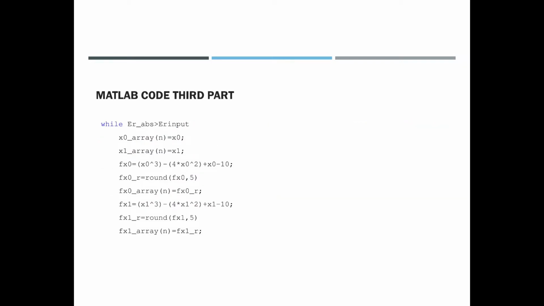Let us now go to the third part of the code, which is composed of the while loop. The while loop will keep on repeating the instructions inside it as long as ER_abs is greater than the terminating condition. This will save the current value of x sub 0 as the nth element of the x sub 0 array. This will save the current value of x sub 1 as the nth element of the x sub 1 array.